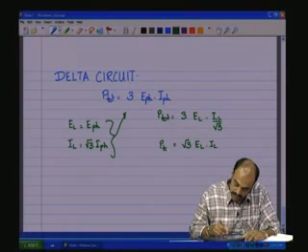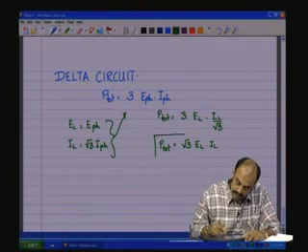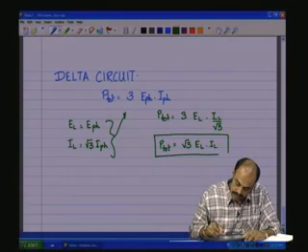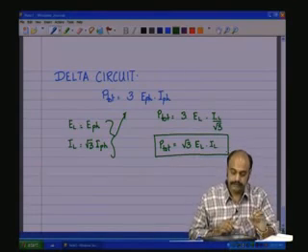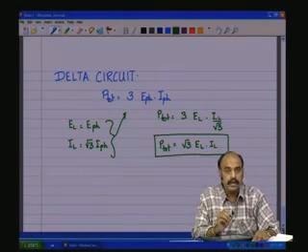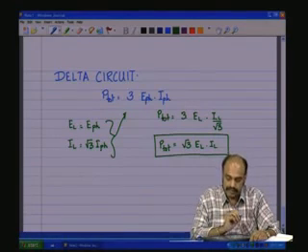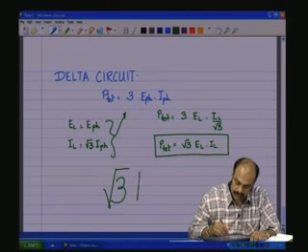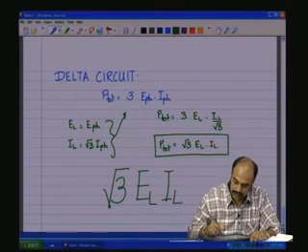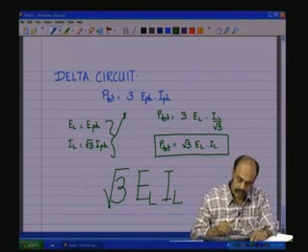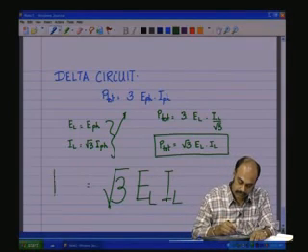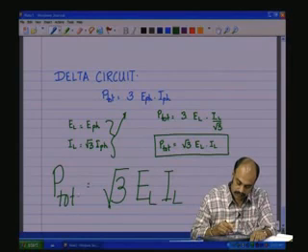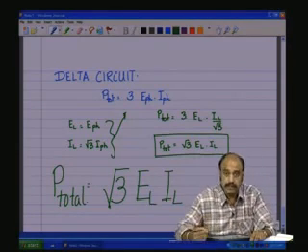This is P total. So, whatever may be the type of connection, whether star or delta in a 3 phase circuit, if you are using the line parameters, line voltage, line currents, the total power is always given by root 3 E line I line. This will be the total power P total of a 3 phase circuit.